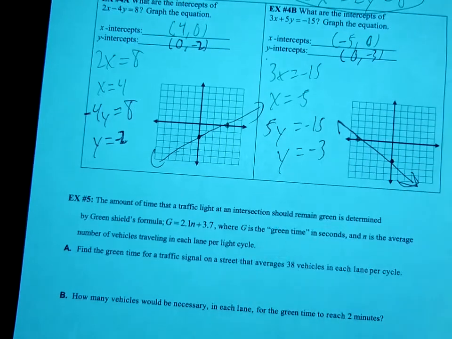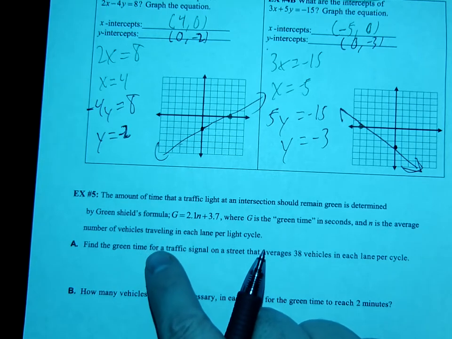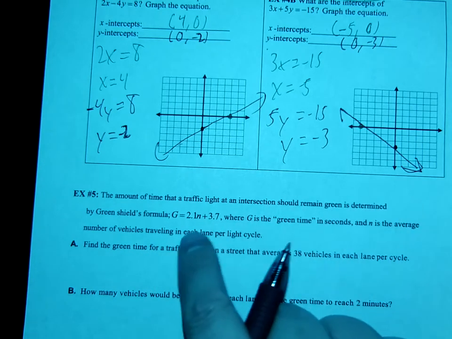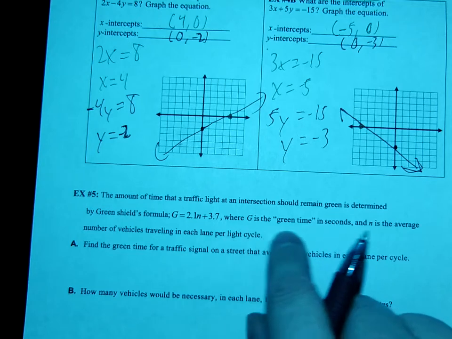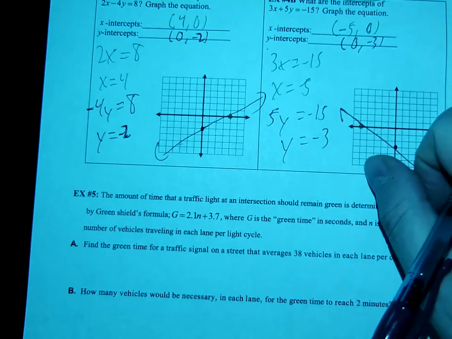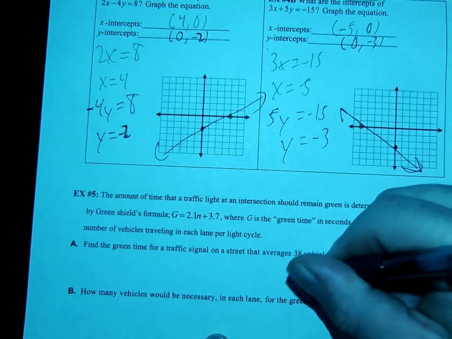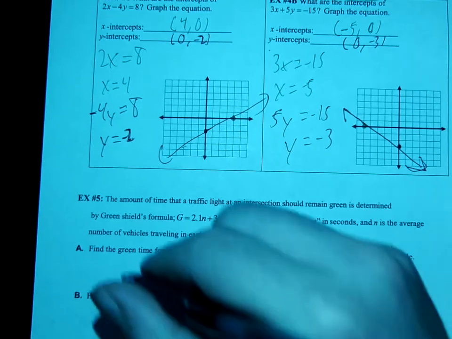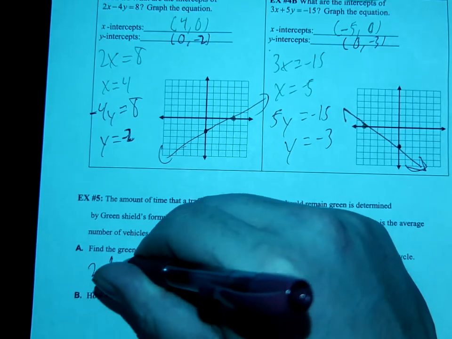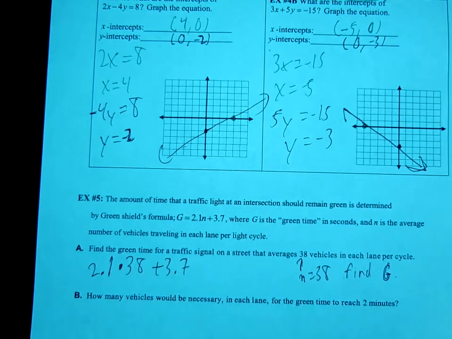Alright, so here we've got a word problem to talk about. We have a Green-Shields formula. The amount of time a light at an intersection should remain green is determined by the following formula, where G is the green time in seconds and N is the average number of vehicles traveling in each lane per light cycle. Find the green time for a traffic signal on a street that averages 38. So this one's saying at N equals 38, find G. So what you're going to do here is 2.1 times 38 plus 3.7. And I'll let you guys finish that one out.